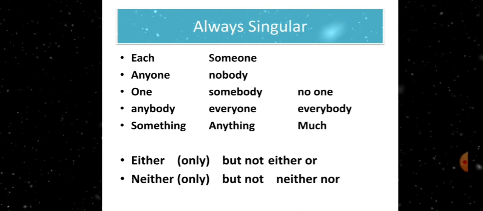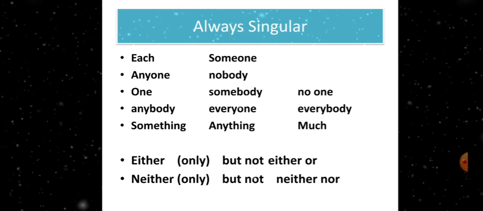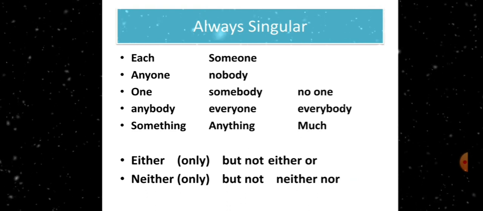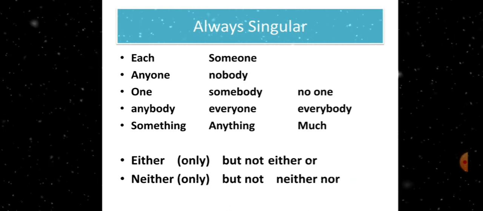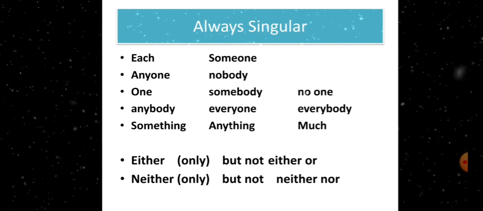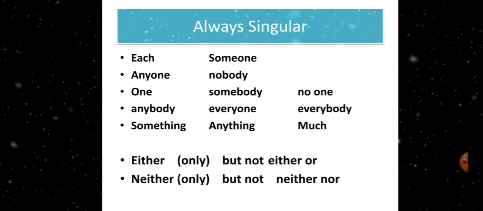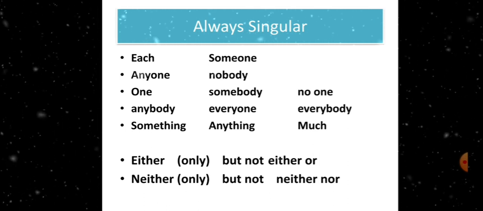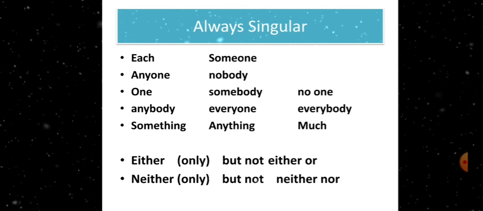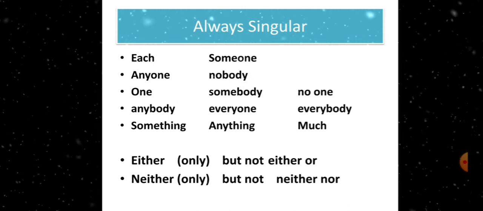And at the same time, either and neither also. Remember, I kept in brackets only either. So there is something called either or, and neither nor. I'm not speaking about either or and neither nor. I'm speaking about only either and neither. So whenever you use only either or neither in a sentence, it should always be used as singular. For example, either of my friends is good, or neither of my friends is good. Okay, fine.